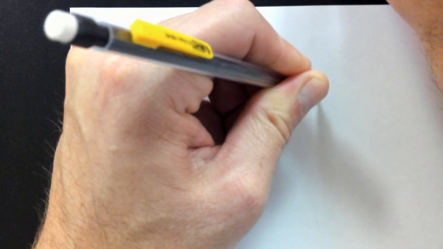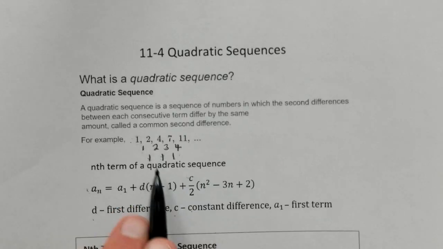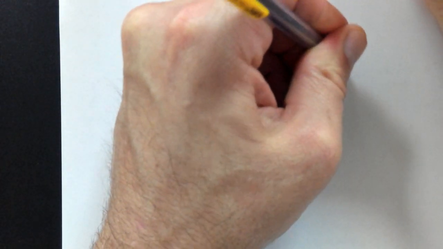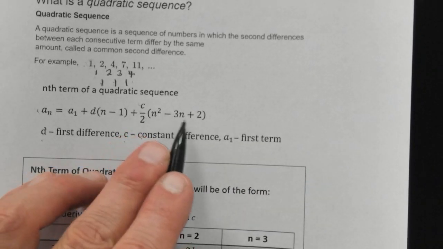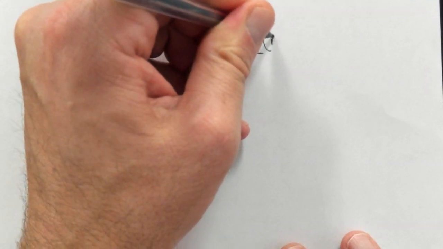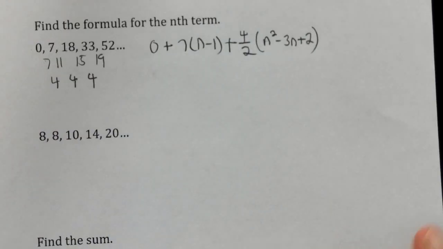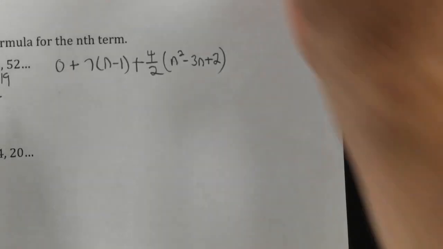Then the formula is times n minus 1, plus, let's see what we have next. After the n minus 1, we've got c over 2, and c is the constant difference. The constant difference is 4, so that's going to be 4 over 2. I'll just write it like that and simplify later. And in the parentheses, what have you got? n squared minus 3n plus 2. All right? So we've plugged into the formula all of the parts that we need. And now it's just a matter of simplifying.